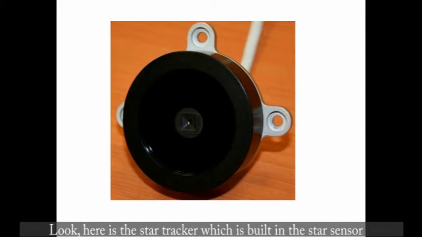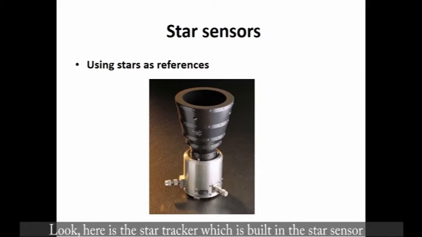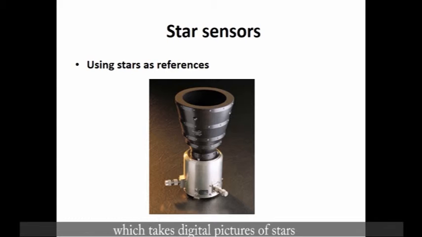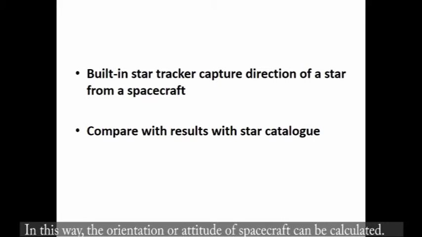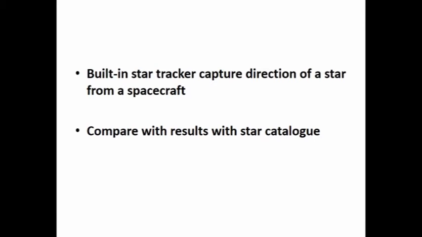Look, here's the star tracker which is built in the star sensor. The built-in star tracker is a very small digital camera which takes digital pictures of the stars and then compares the image with a star catalog in a database. In this way, the orientation or attitude of the spacecraft can be calculated.